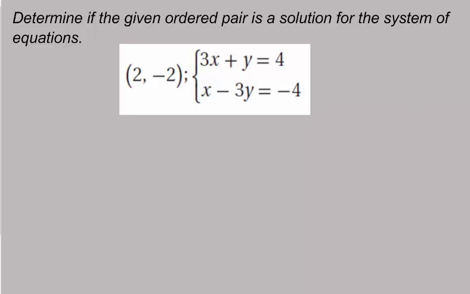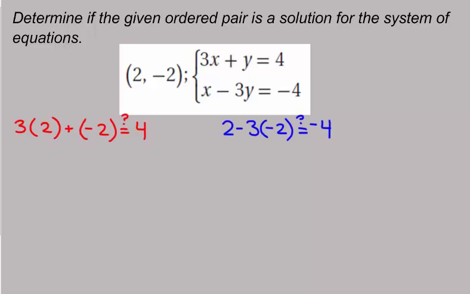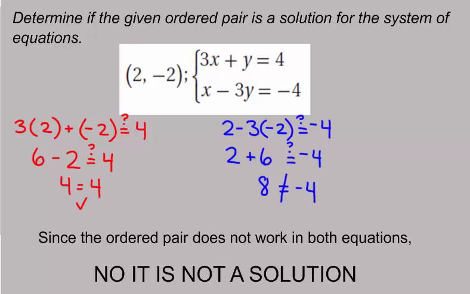Let's look at another example. So again, we have a system of equations and an ordered pair that we want to check to see if that is the solution. So first step is I'm going to take the x and y values from that ordered pair and plug it into the equations. So you can see I plugged 2 in for x and -2 in for y into both equations. And I just want to check to see if the left side does indeed equal the right side.